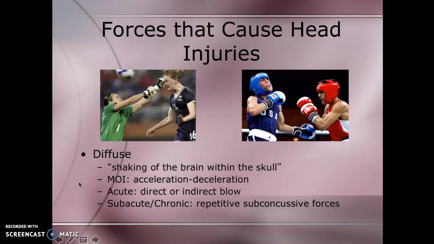Your acute injuries can occur by either a direct or an indirect blow. If you consider this player right here getting hit in the eye and in the front part of her head, this is an example of a diffuse injury because there is an acute direct blow to the head, but it's causing her head to shake around inside of her skull. We could also have subacute or chronic diffuse injuries, which would likely occur in a sport such as boxing, with repeated subconcussive forces, both when the players are practicing and also during bouts. So these are some diffuse types of mechanisms. Again, they can be acute or chronic, and they involve the shaking of the brain inside of the skull.